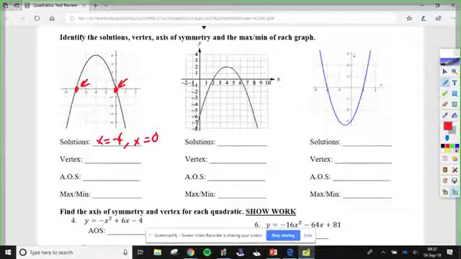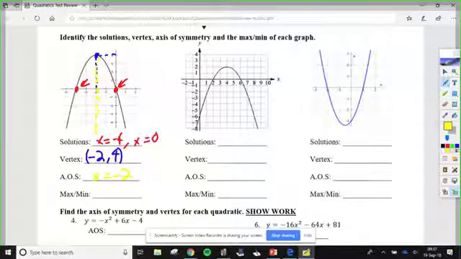Our vertex is the very turning point of the parabola. It's this point up here. If we follow, this ordered pair is -2 for x and 4 for y. Our axis of symmetry is the line right down the middle, which goes at -2, so it's x equals -2. Keep in mind the axis of symmetry is always the same as the x value in the vertex. You'll notice that on all the other ones as well.